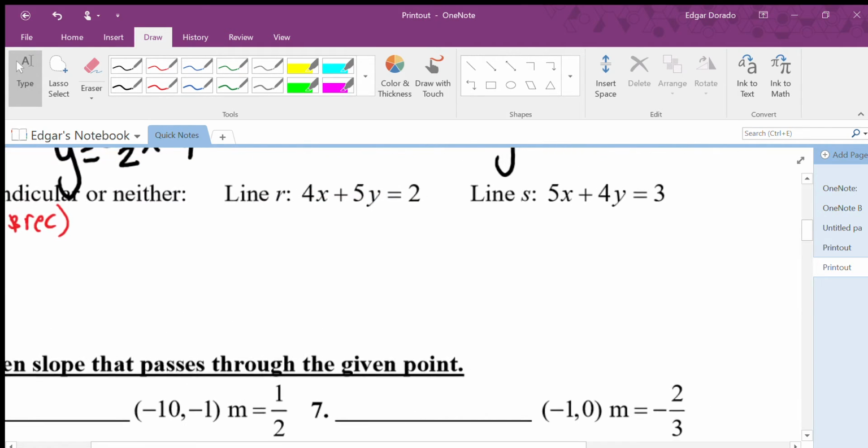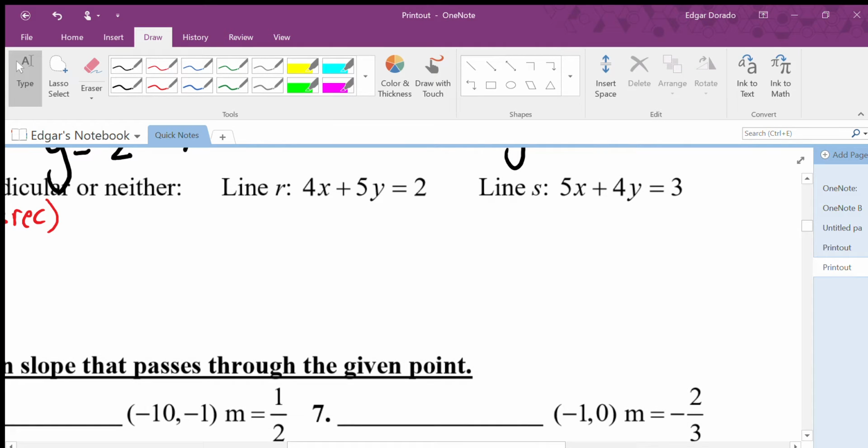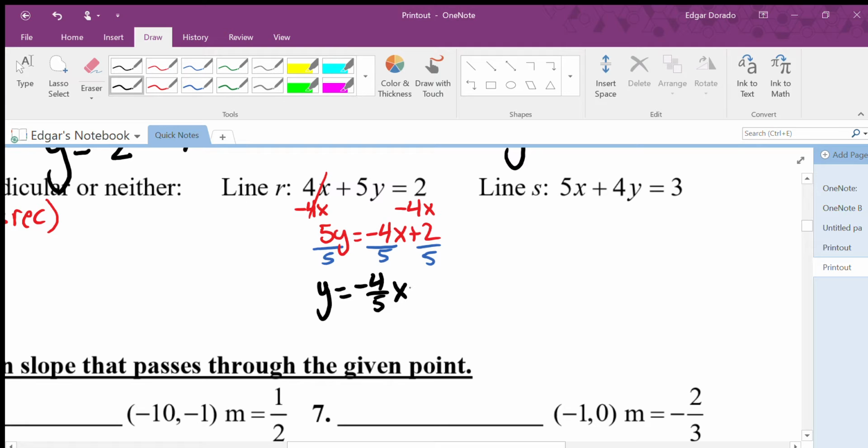So I'm actually going to zoom in here for a little bit. On both of these lines, go ahead and solve for y. I'm going to subtract 4x. I get 5y equals negative x plus 2. I'm going to divide everything by 5 to get a final answer here of y equals negative 4/5 x plus 2/5.